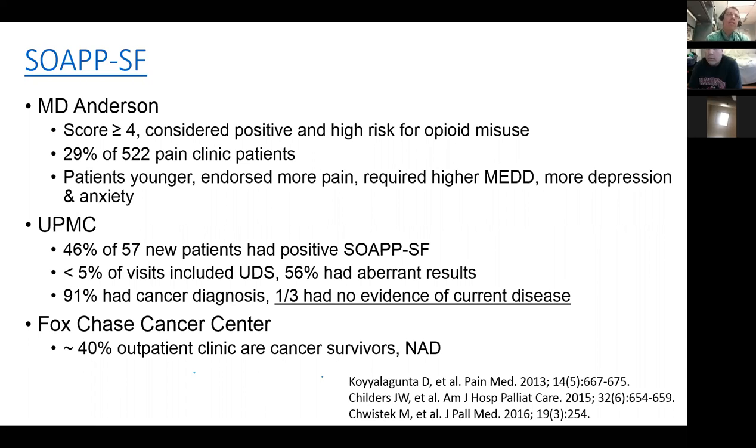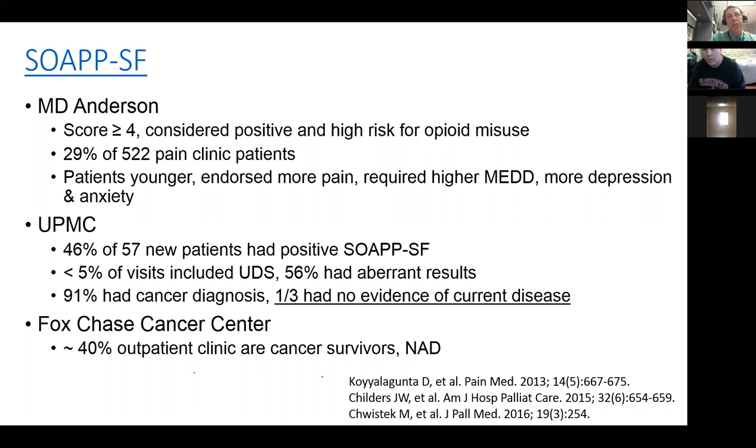At UPMC, 91% of these people had a cancer diagnosis. The palliative medicine clinic is actually across the street from the UPMC Cancer Center. But a third of those patients had no evidence of current disease. So this is the increasing amount of patients that we're going to have challenges with as we move forward: what do we do with these patients who have no active cancer but have ongoing sequelae associated with their cancer that still produces a legitimate need for pain medicine, but it's not due to their cancer? It's due to their treatment, it's due to cancer-induced neuropathic pain or other causes.